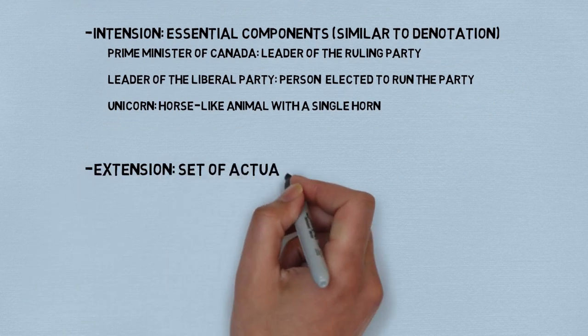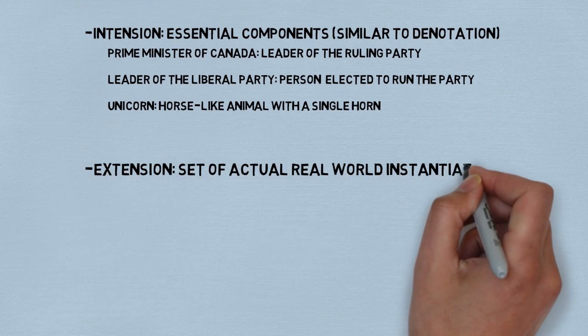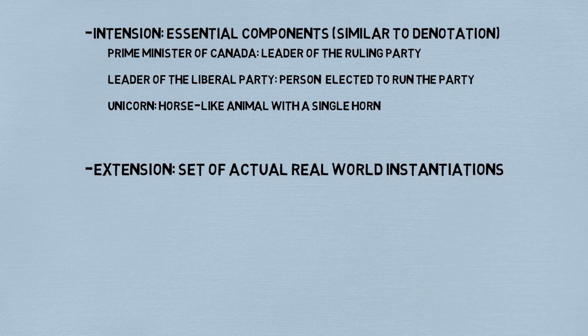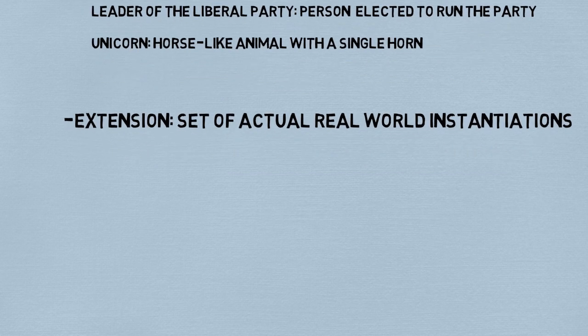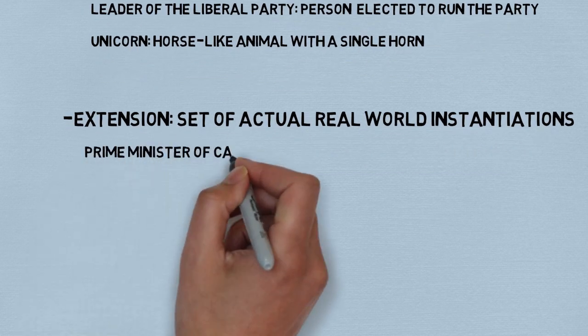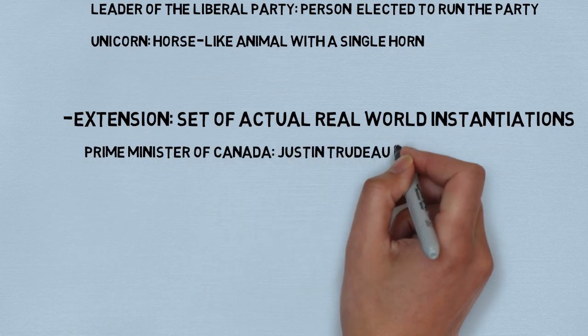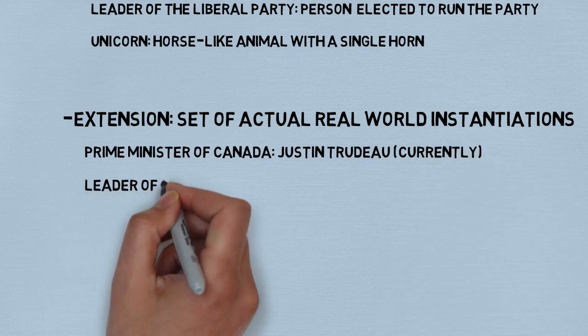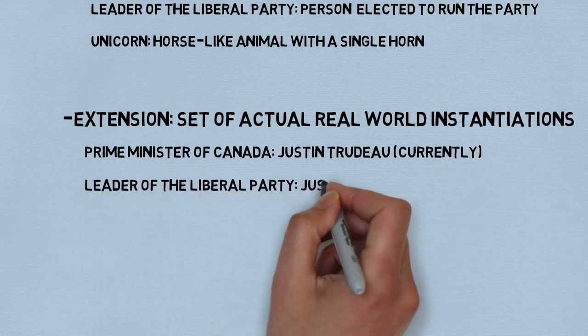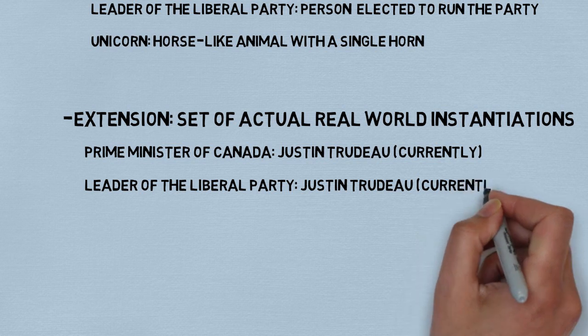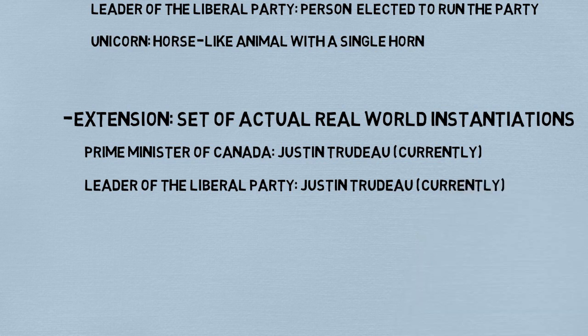Conversely, a word's extension is the set of actual, real-world instantiations of the word. The extension of Prime Minister of Canada and the extension of the leader of the Liberal Party of Canada is currently Justin Trudeau. Previously, the Prime Minister of Canada would have been Stephen Harper, and the leader of the Liberal Party of Canada would have had an extension of Justin Trudeau still.